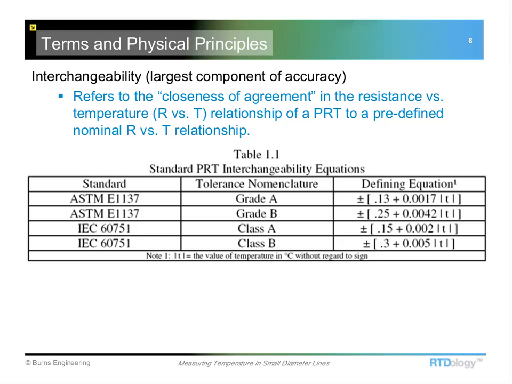There's a grade A and the grade B, and those are defined by the two standards, the ASTM E1137 or the IEC 60751. The tolerance is defined by these equations over here on the right-hand side. And so you can plug in your temperature in degrees C, and it's the absolute value of temperature. So if it's a negative temperature, you just drop the negative sign. And you can find what your interchangeability tolerance is at any given temperature.